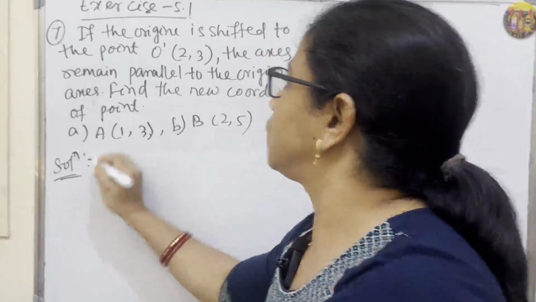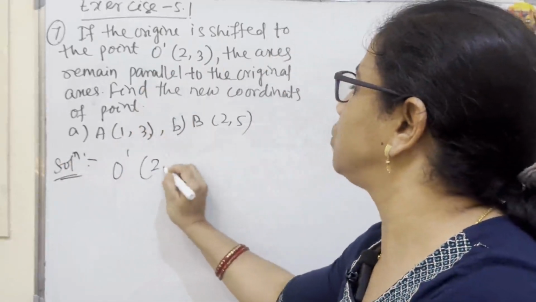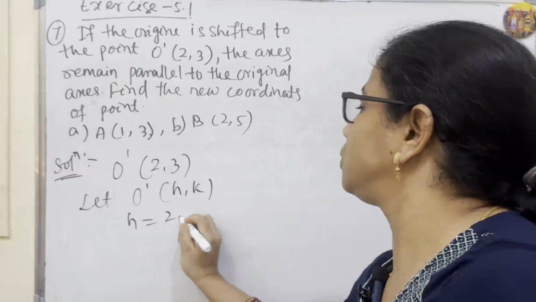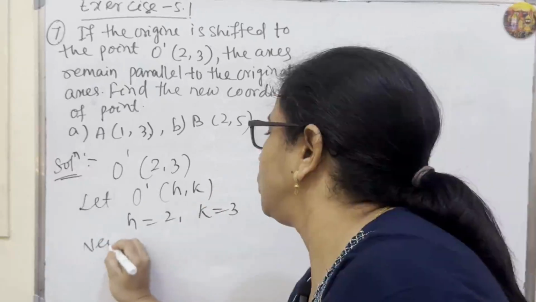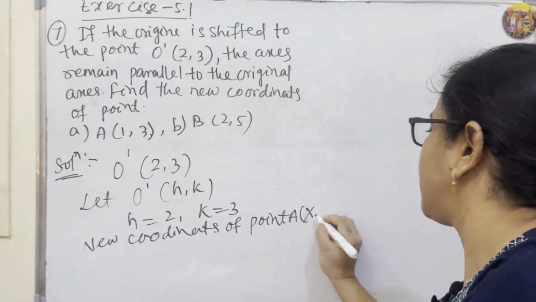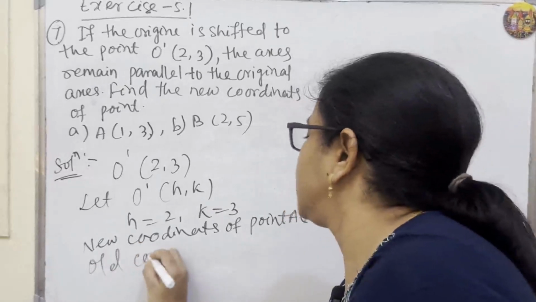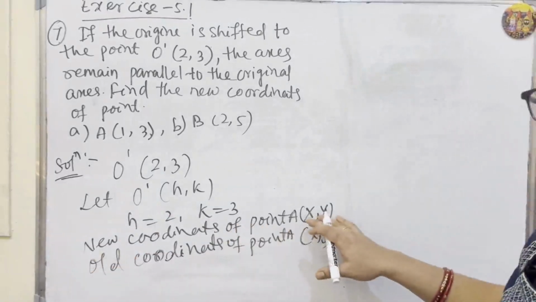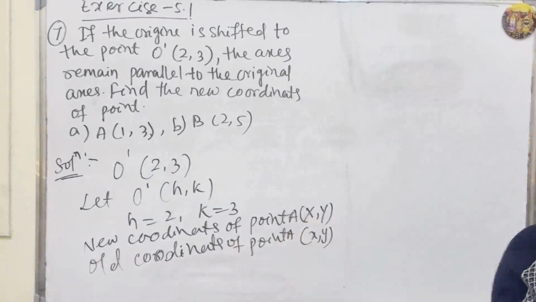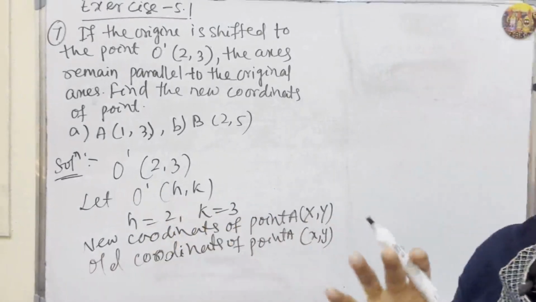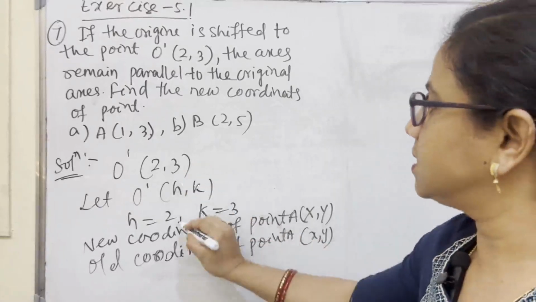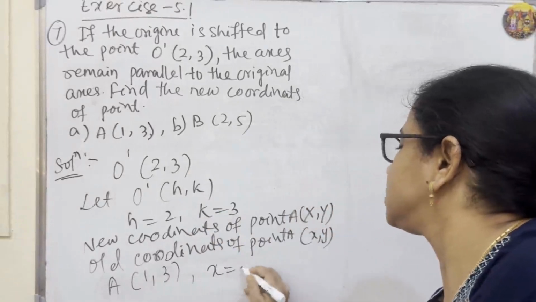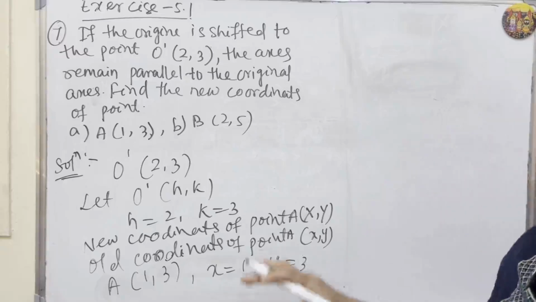Coming to the solution. So here the origin O dash has coordinates 2 and 3. Let O dash be h and k. So h is equal to 2 and k is equal to 3. New coordinates of point A are capital X and capital Y. Old coordinates of point A are small x, small y. Shifted origin coordinates are h and k. So h is 2, k is 3. So coordinates of A are 1 and 3. Small x is equal to 1, small y is equal to 3 for this particular question.